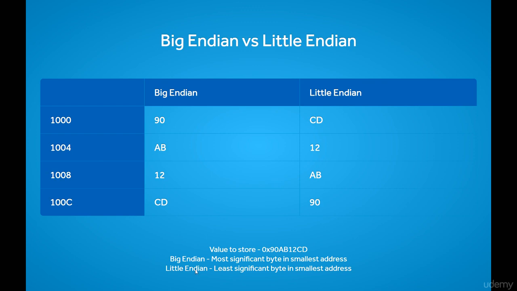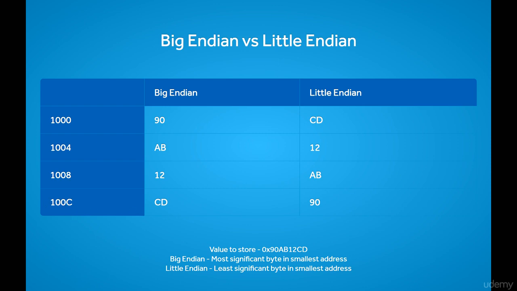For the little Endian, it's the other way. The least significant byte is in the smallest address. So CD goes in 1000, 12 goes in 1004, AB goes in 1008, and 90 goes in 1000C.